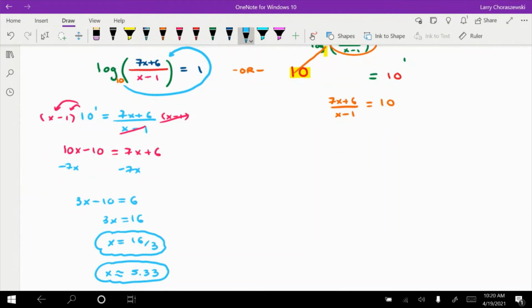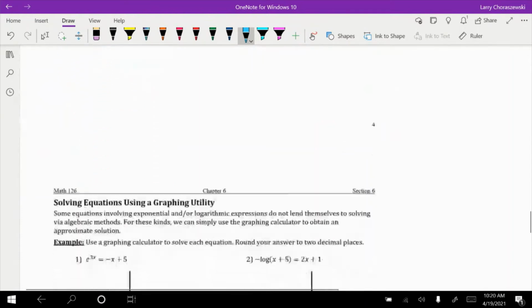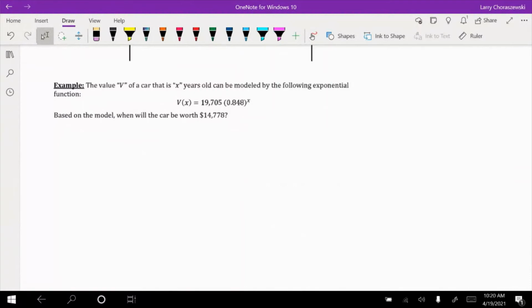All right, well, I'm going to go a little bit out of order with our next page of notes. Let's save the graphing utility stuff for the very end. I do want to show you that this stuff does get used in the real world with this example, which has a function which gives the value of a car. It's the value as a function of x, where x represents the number of years old that it is.